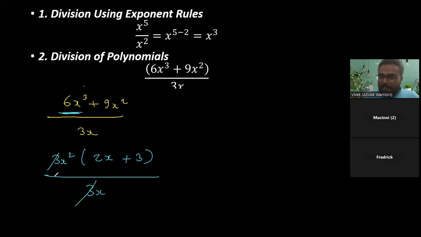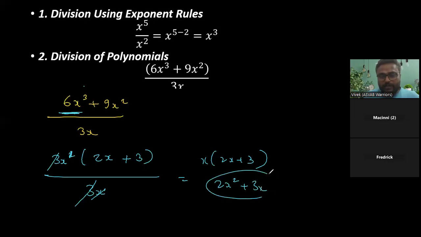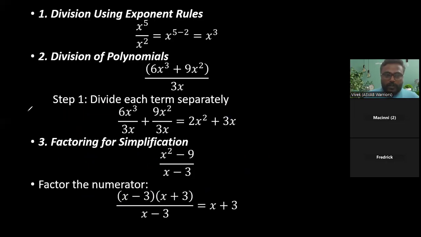So 3 cancels. You can cancel the common terms out only when everything is multiplied. If you see, this 3x squared is multiplied with the other thing. Now this x can be cancelled. This will become 1. 2 minus 1 will be 1. So what do we have? x times (2x plus 3), which can also be written as 2x squared plus 3x, can be your answer. So this is one way of doing it.